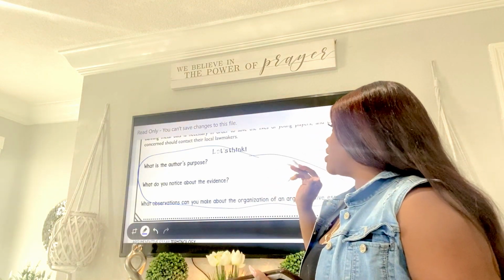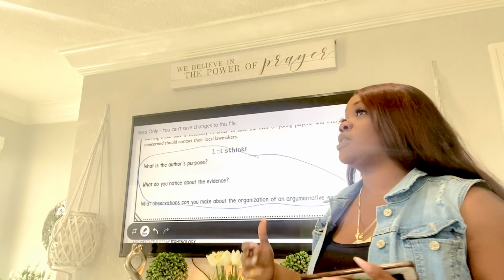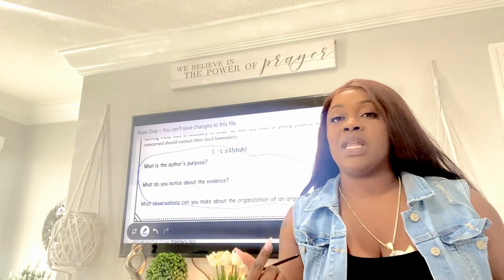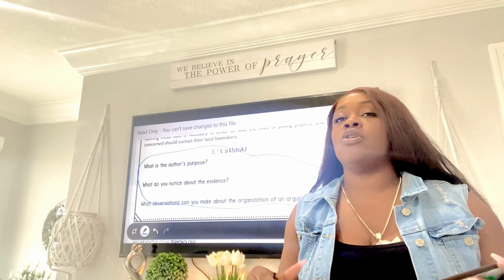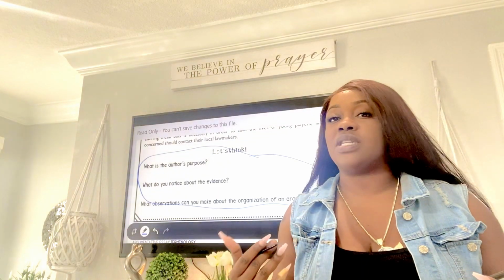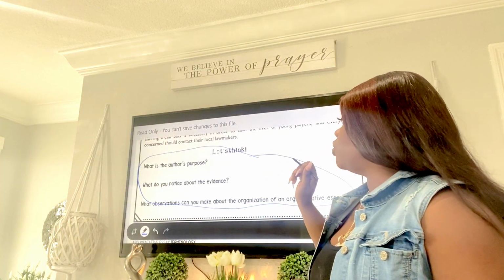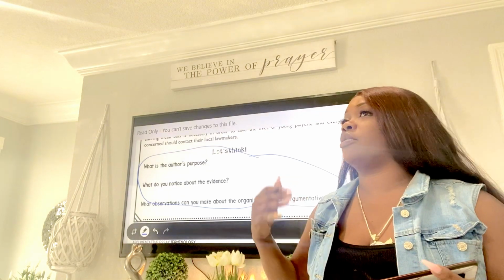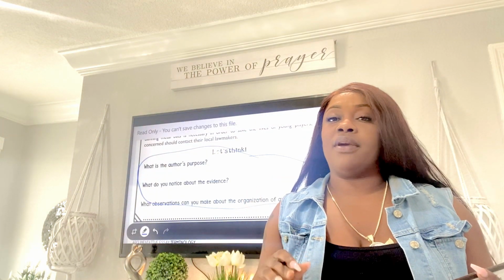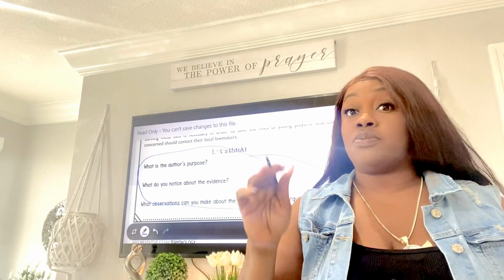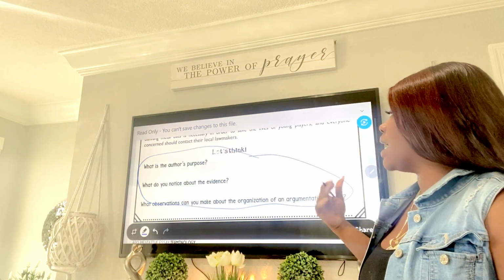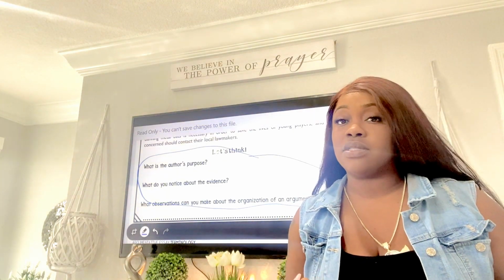Okay, so it says, let's think, what is the author's purpose? What is the reason why the author is writing? Is it to describe? Is it to explain? Is it to entertain? So these are the things that we need to know when we're reading for our understanding. What do you notice about the evidence? So when reading argumentative writing, we have to be able to identify the evidence that supports that claim. So it's asking you, what do you notice about this evidence, okay?